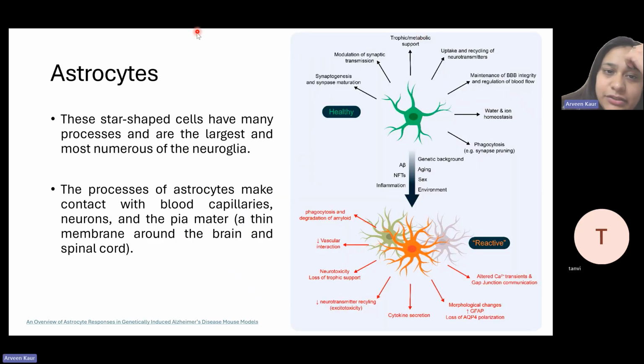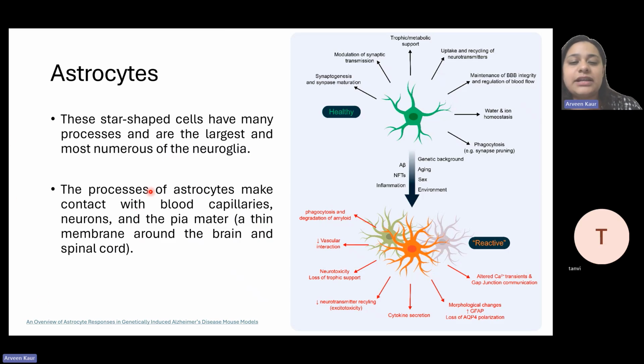So the first kind of glial cell that we can talk about is astrocytes. Now these are actually one of the most important glial cells. Why? Because they have such a vast range of functions, right? So these are basically star-shaped cells like this. They may have processes and are the largest and most numerous of the neuroglia. So they are larger in size and they are also the most numerous of the neuroglia, and they have a diverse role in the brain, right?